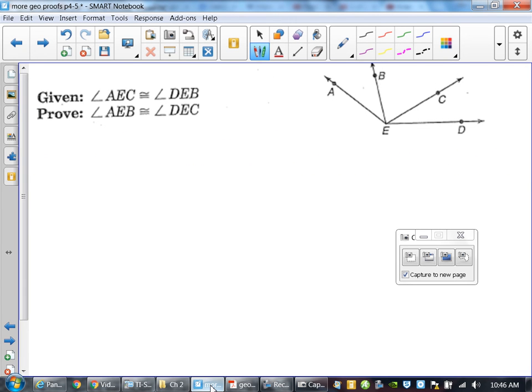Last one deals with the angles. We have angle AEC is congruent to angle DEB, and we want to prove that angle AEB is congruent to angle DEC. So when we look at our diagrams here, what we need to first of all look at is what are we being given?